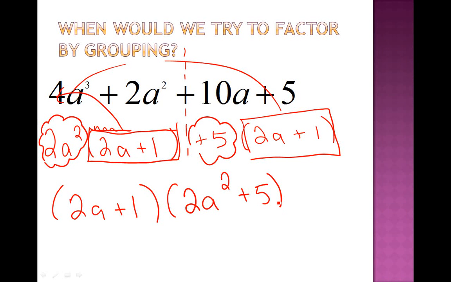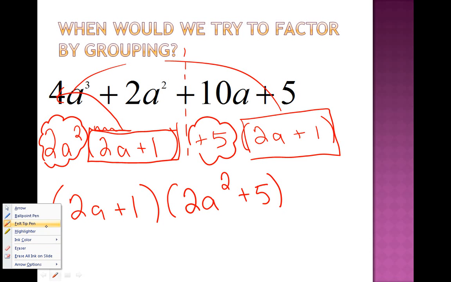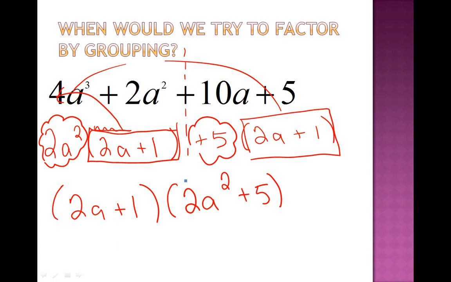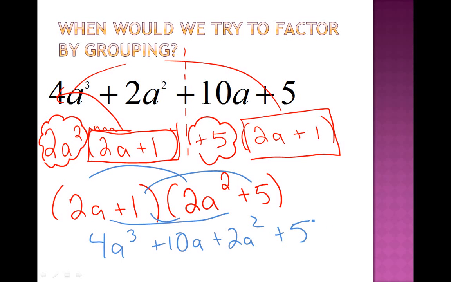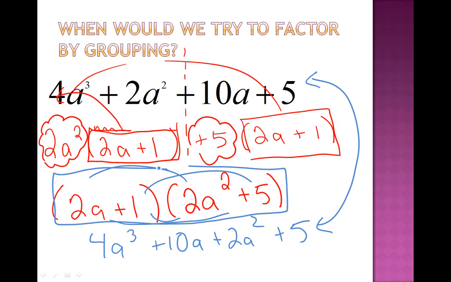As usual, the way to check factoring is to multiply it back out. In this case, we would FOIL this back out. As we do our first terms, 4a cubed plus 10a plus 2a squared plus 5, you'll see that while I did write these slightly out of order, they are exactly the same. So this would be our result. As always with these presentations, you can pause anytime you need so that you can copy down what you might like.